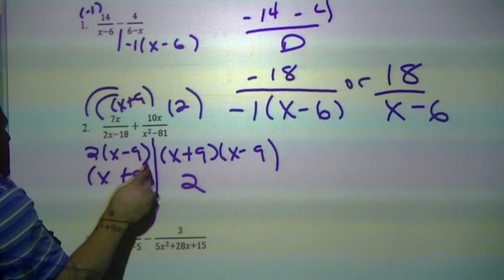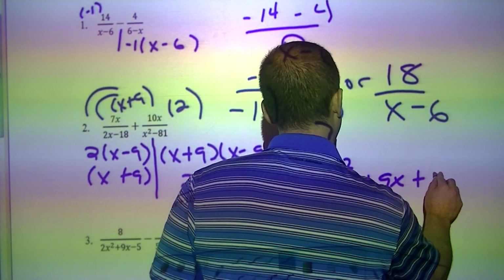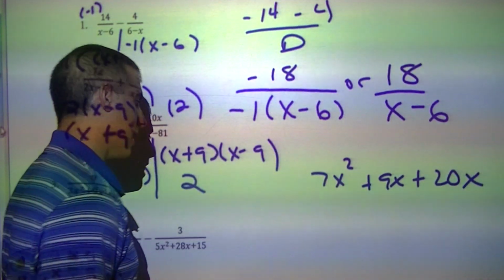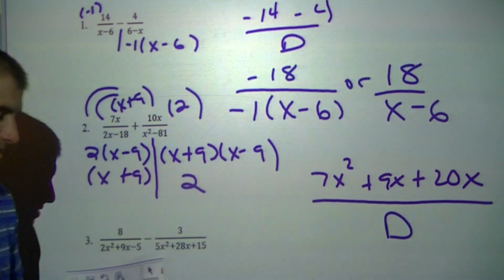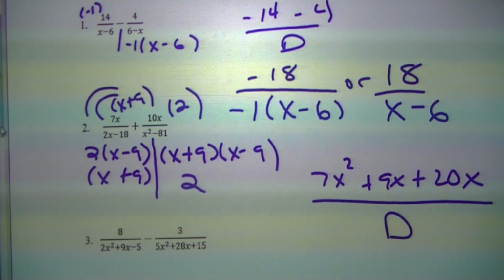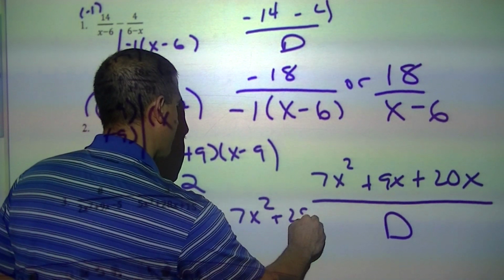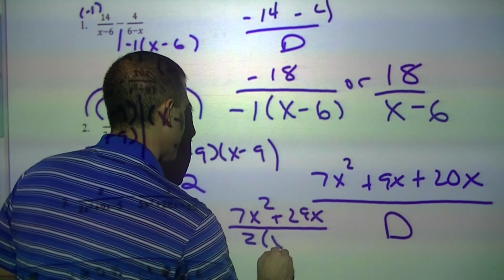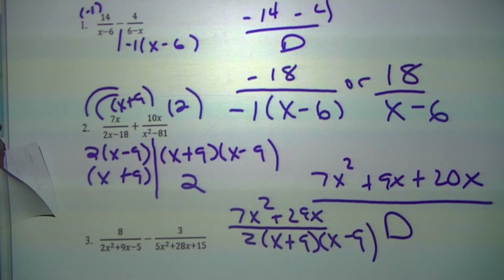So as I distribute that, that's going to be 7x squared plus 9x plus 20x, all over my common denominator. So what I'm going to have there is 7x squared plus 29x over 2 times x plus 9 times x minus 9. All right, moving right along.